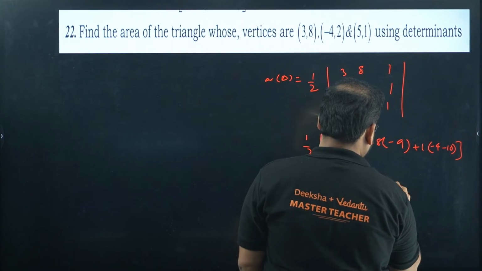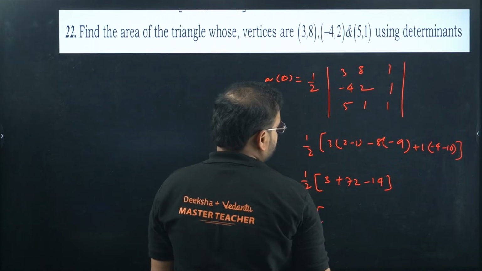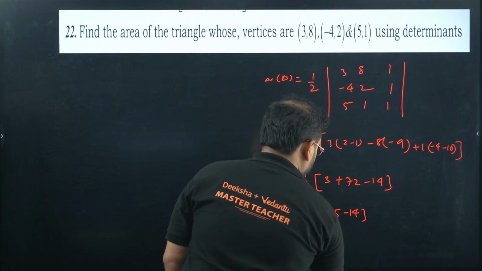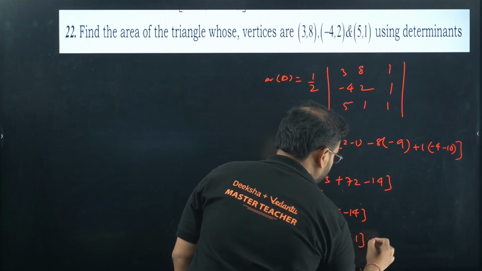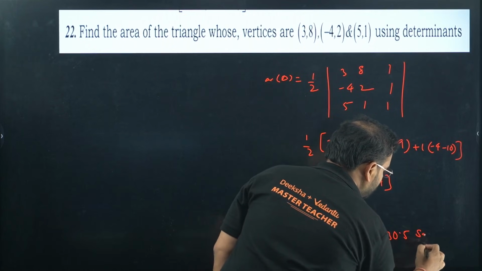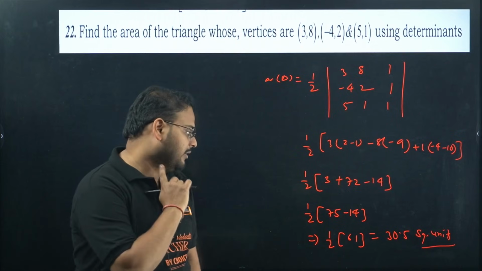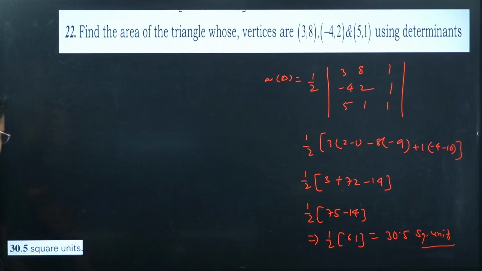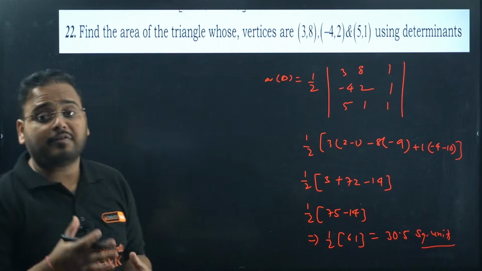17 I'm getting. 1 by 2, we have what? Check this out, excuse me, 75, right? So I'll get 1 by 2, and we'll have here 61. So 30.5 square units. Am I right? 75 minus 14 is going to be 61, and that is going to be divided by 2, so 30.5 square units was the answer. Same, 30.5 only. Simple problem. Application of determinant to find the area of a triangle.